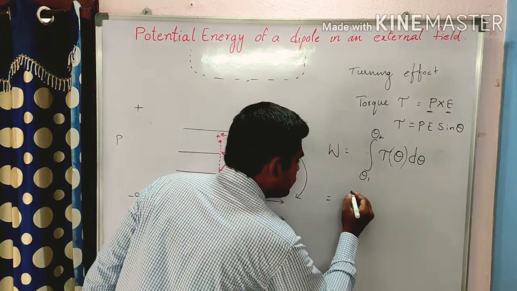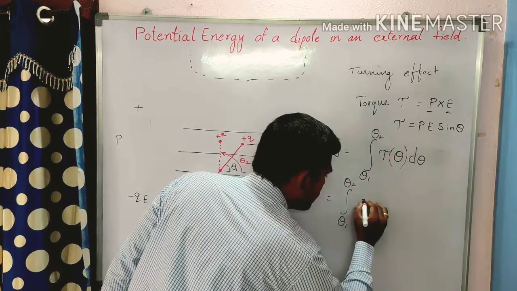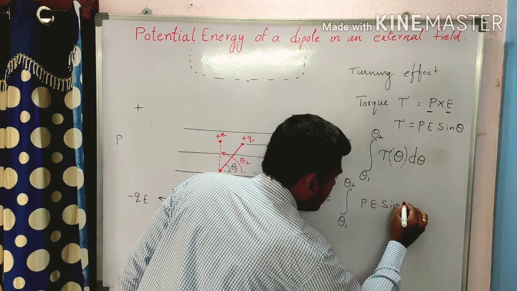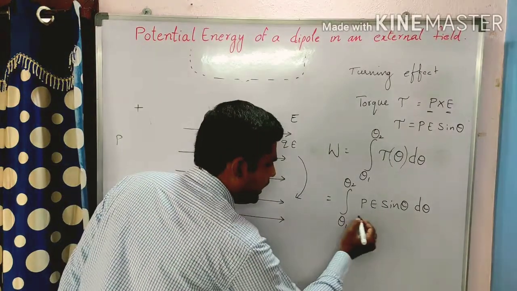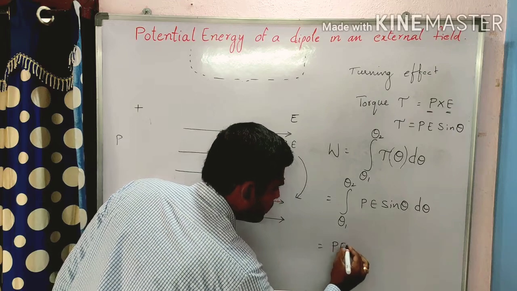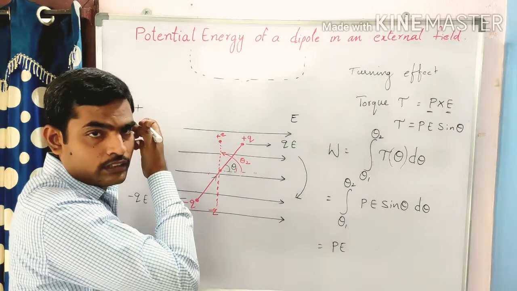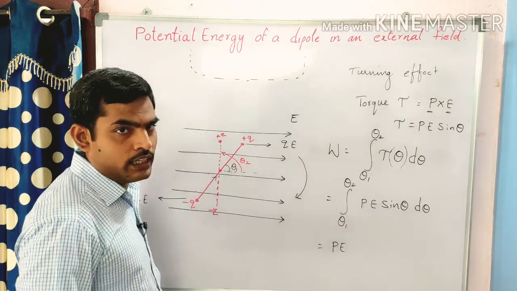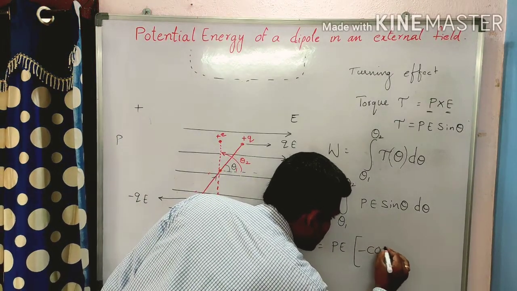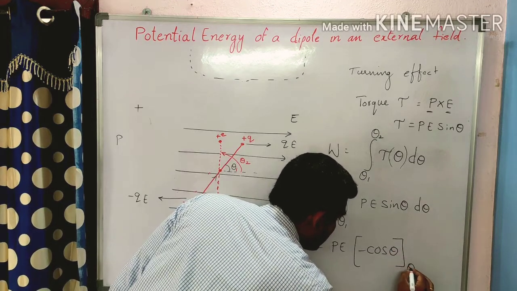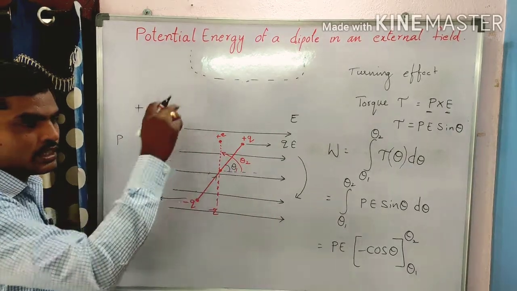So how to solve it now? I will write theta 1, theta 2, tau as PE sin theta d theta. Now PE outside, sin theta d theta. What is the integration of sin theta? Differentiation of sin theta is cos theta. Integration of sin theta is minus cos theta, right? So here I am getting PE minus cos theta, theta 1 to theta 2.